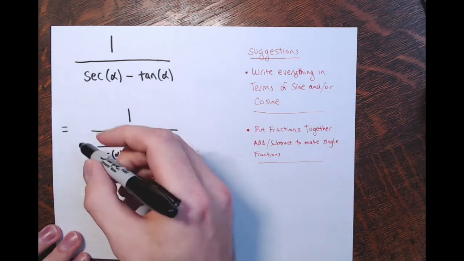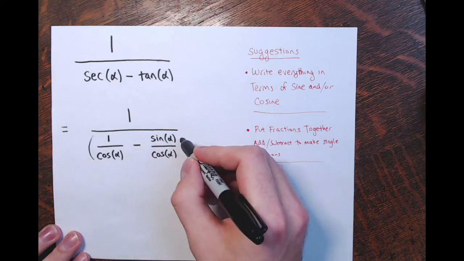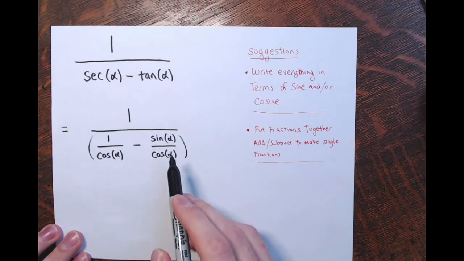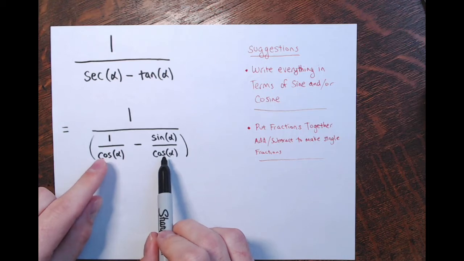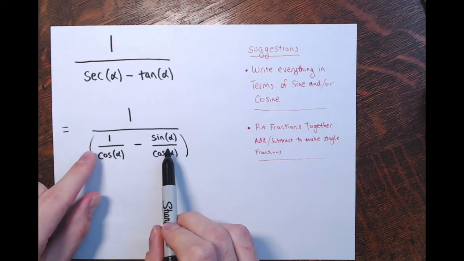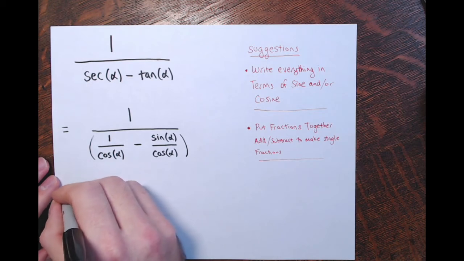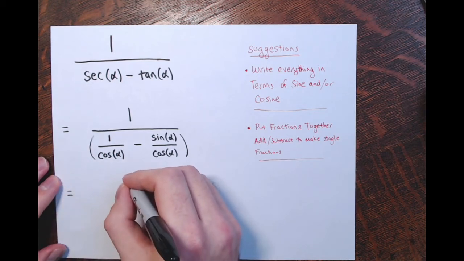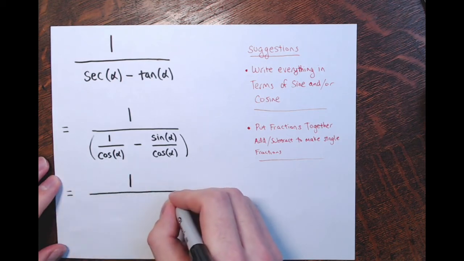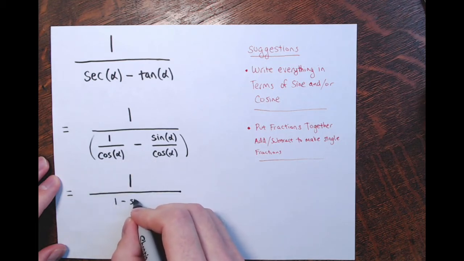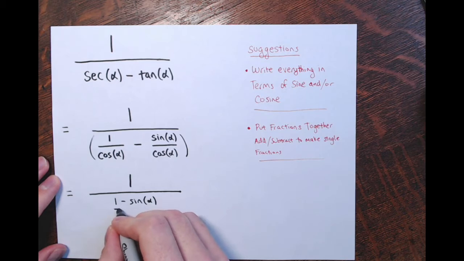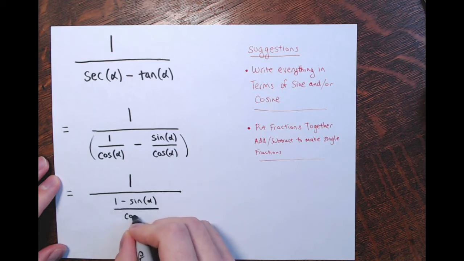Now, if you look at these two down here, right? If I'm just going to look in the denominator, you see these two fractions already have a common denominator of the cosine of alpha. Right? So I can put these together, and we still have 1 in that big numerator. And then down here I have 1 minus the sine of alpha over the cosine of alpha.